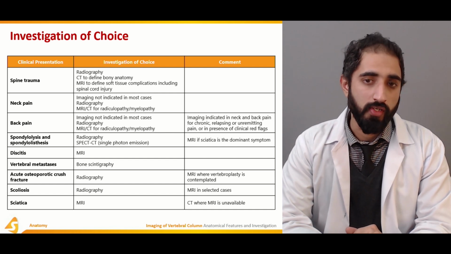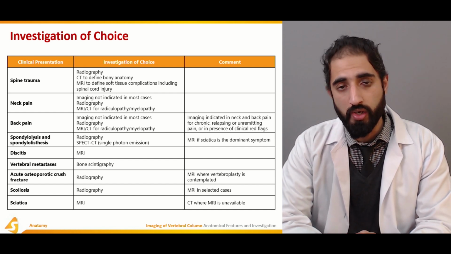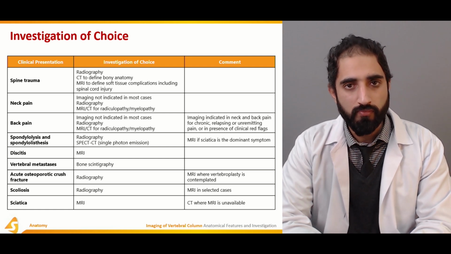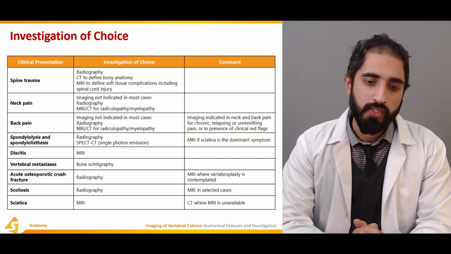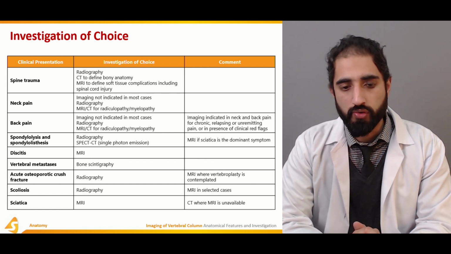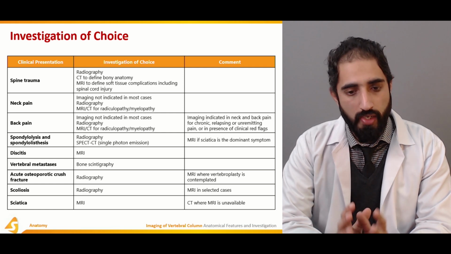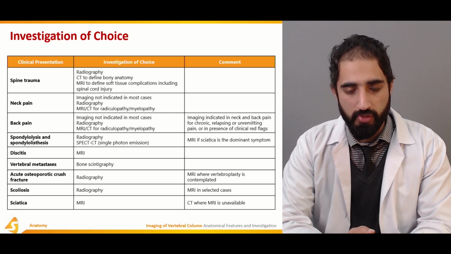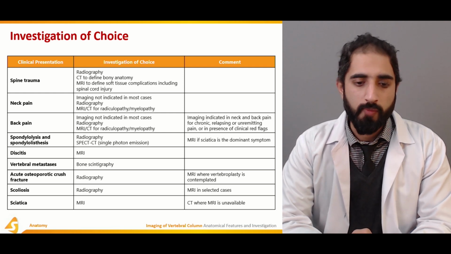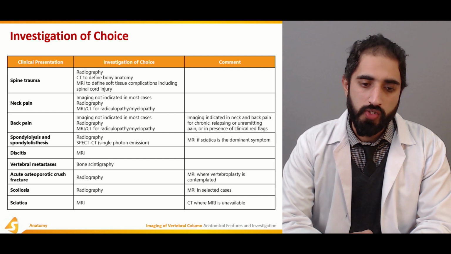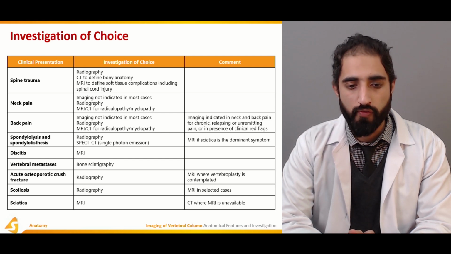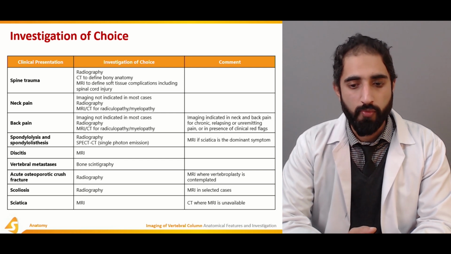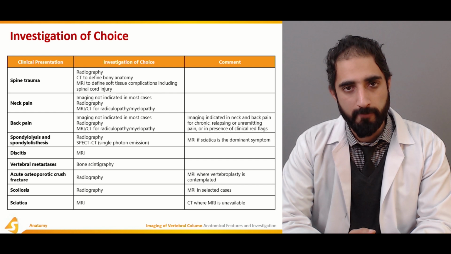In terms of inflammation of the disc, which is a soft tissue structure, so discitis, we can go for a magnetic resonance imaging scan. In terms of a tumor such as a vertebral metastasis, we should go for a bone scintigraphy, which is a type of nuclear medicine imaging technique. And in terms of acute osteoporotic crush fracture or stress fracture, we should go for a conventional radiograph, or we can also go for MRI when vertebroplasty is contemplated.